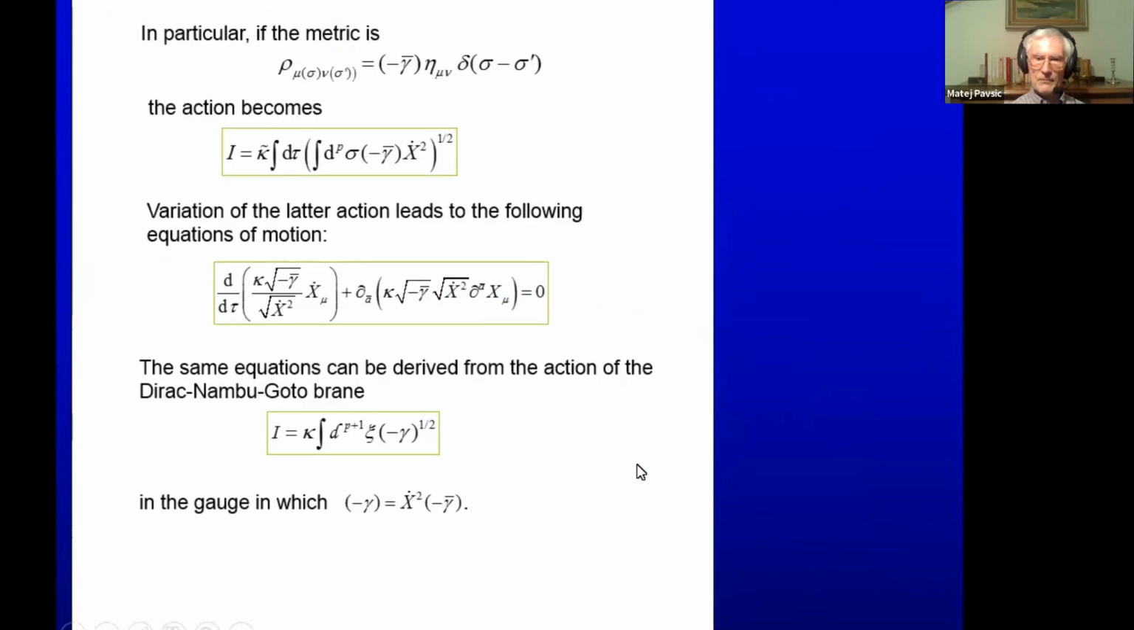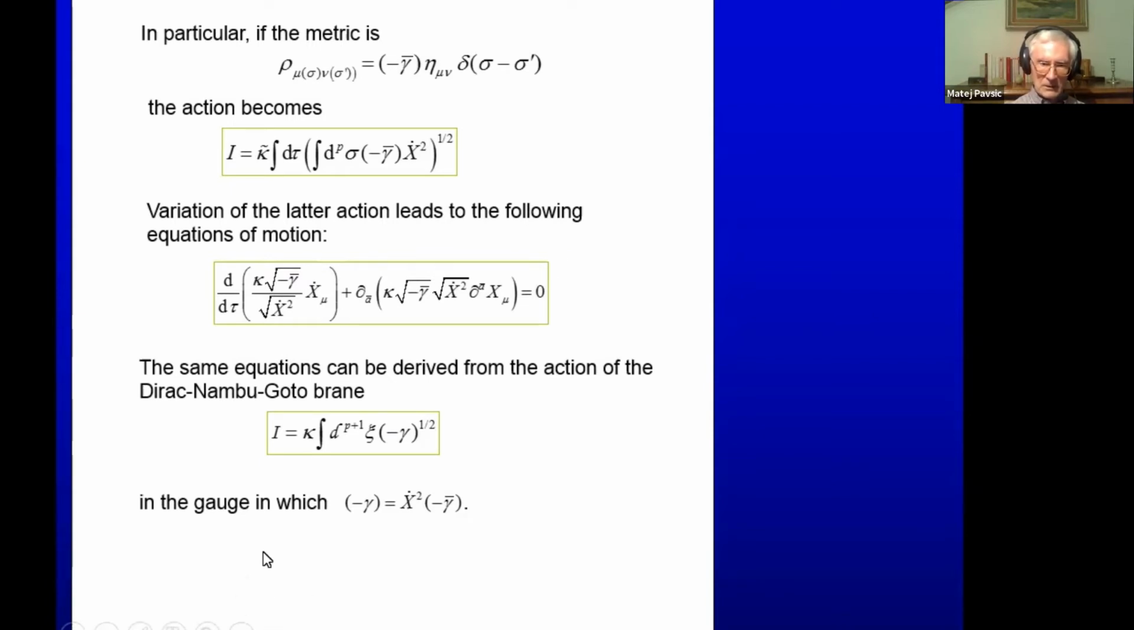For any metric. In particular, the metric can be this one. Then the action becomes this one, and variation of the latter action gives this equation here, which is the well-known equation of the usual Dirac-Nambu-Goto brane.